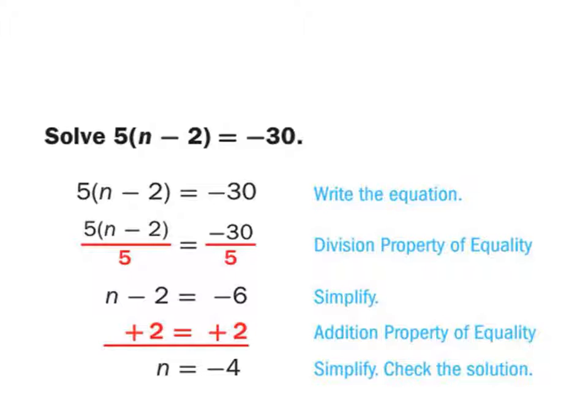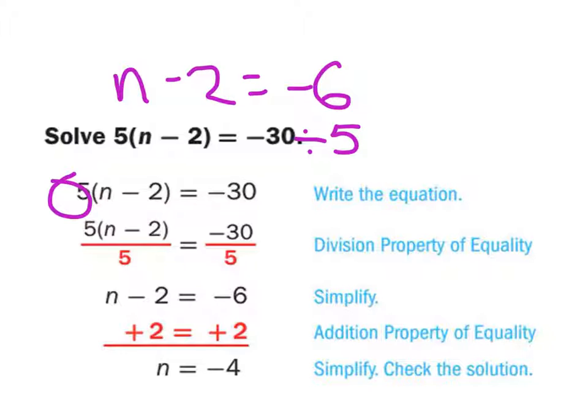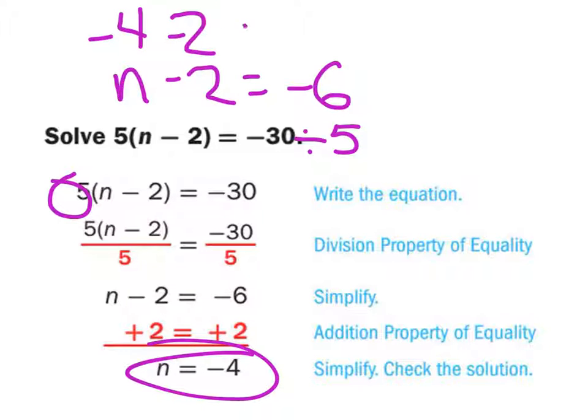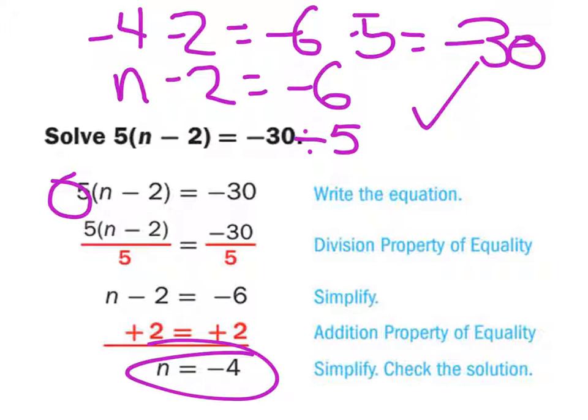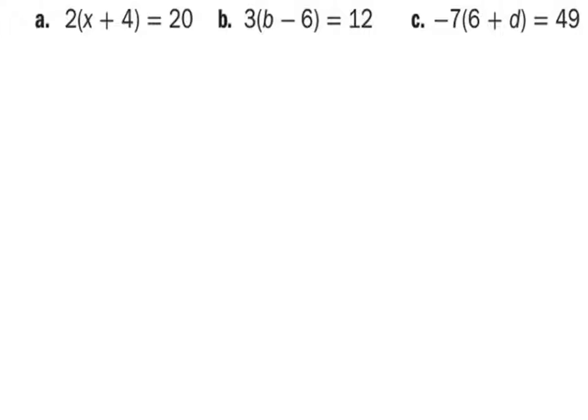This is another example. The only difference here is they're doing division first. You can see they're taking the 5 and dividing it right away. So you'd have n minus 2 equals negative 6. So what minus 2 equals negative 6? Negative 4. So n equals negative 4. You could check. Negative 4 minus 2 is negative 6, times 5 does equal negative 30. Checked. Ashley is going to do A for us, please.